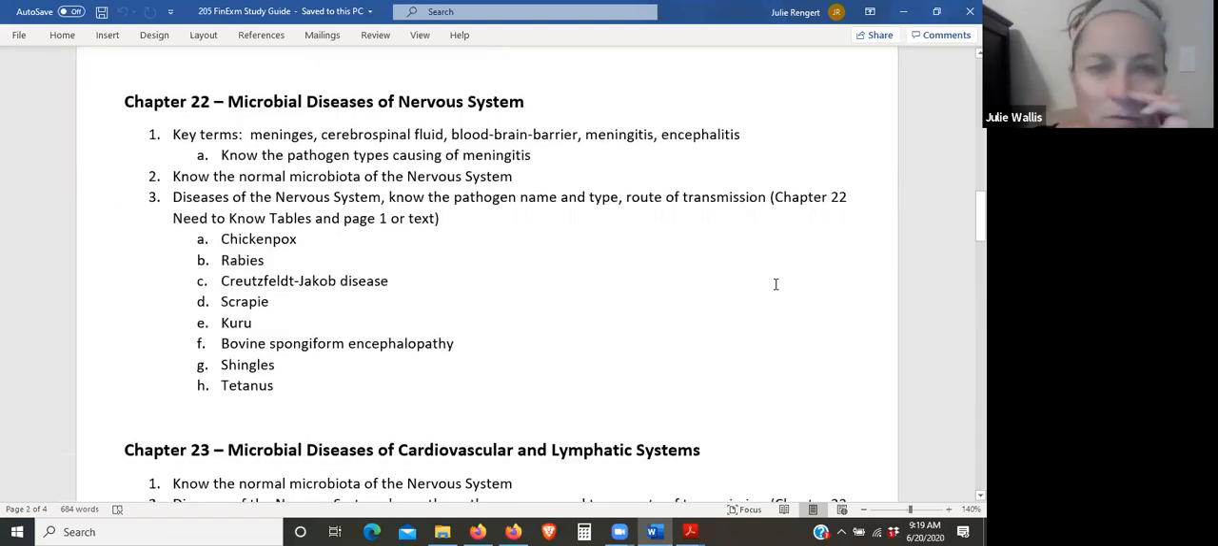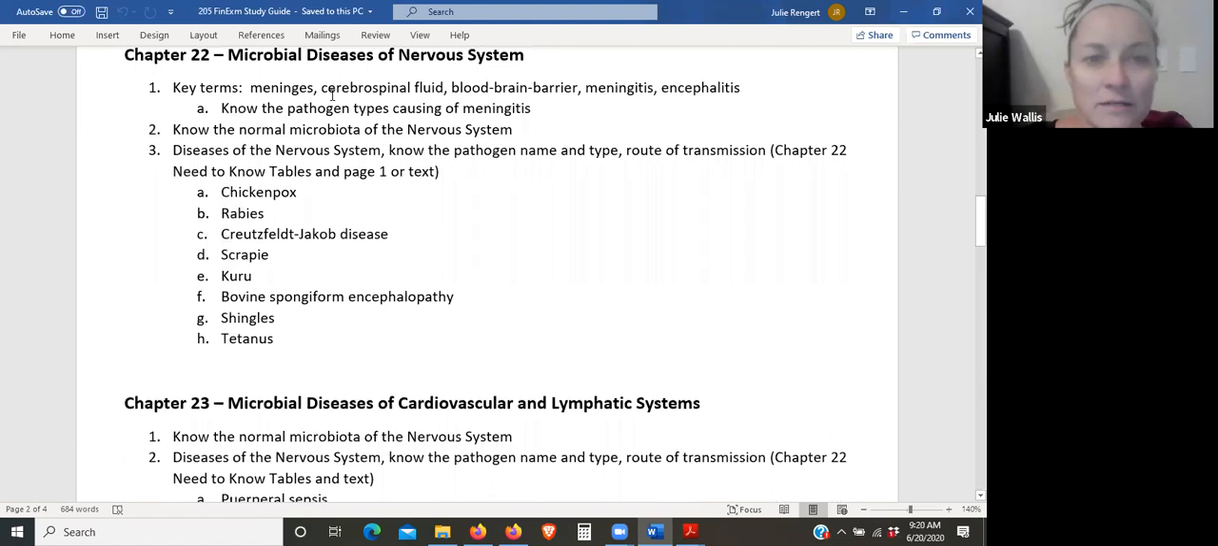For chapter 22, the nervous system, you need to know the difference between the meninges and the actual brain tissue. Meningitis is an infection of the meninges, the connective tissue, whereas encephalitis is an infection of the brain. There are two major topics that are not on your diseases chart. I think I mentioned this to everyone on Thursday, but I'm recording this for my Tuesday, Wednesday class also, so they need to hear it.